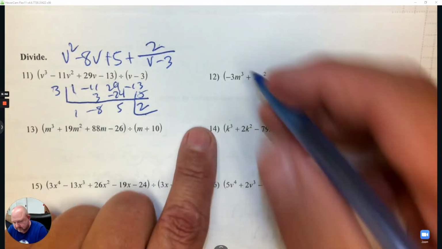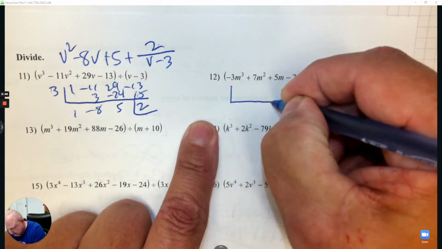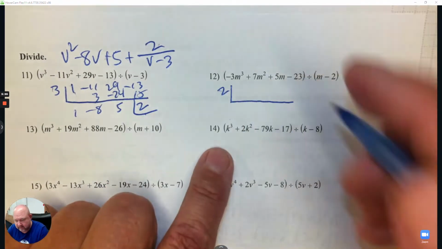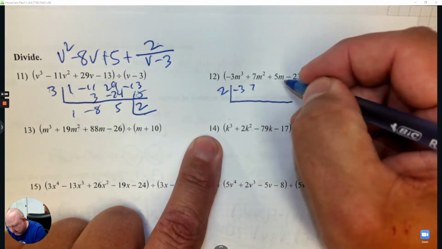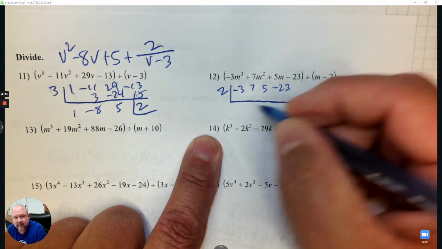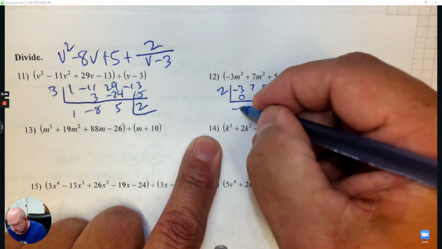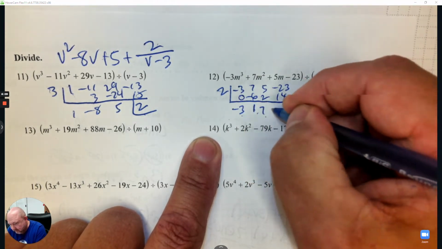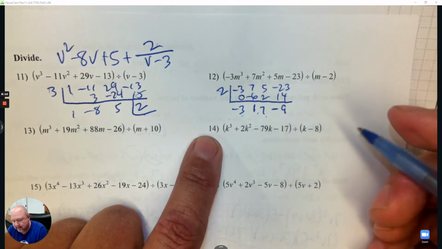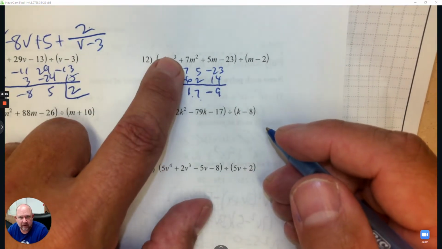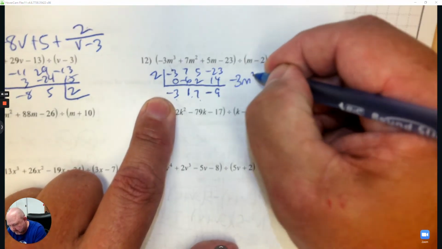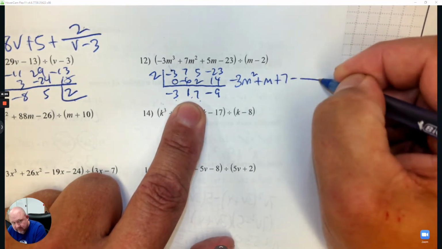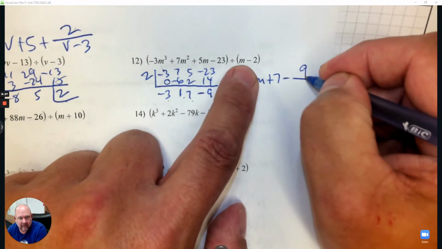All right, try number 12. So I have 2. Make sure you use the 0. So it's positive 2, and then negative 3, 7, 5, and negative 23. If you want, you can start with a 0, add, and then multiply, add, and then multiply, multiply. This can be a negative answer at the end. And then how do I write that answer? It's going to start with squared. So negative 3m squared, then 1m, then plus 7, then subtract a fraction, and the 9, and then underneath is m minus 2.